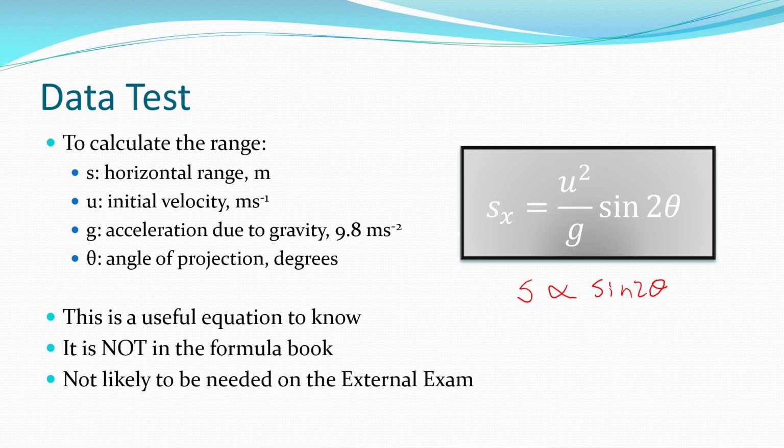All right, a graph of range versus sine 2 theta will be a linearized graph. You can find the gradient from that, and the gradient is going to equal whatever's left in the equation that we haven't dealt with. And hence you can verify acceleration due to gravity from that one. It is not in the formula book, but it is useful for your data test. So you're unlikely to need it in the external exam, but I highly recommend you remember it for your data test.